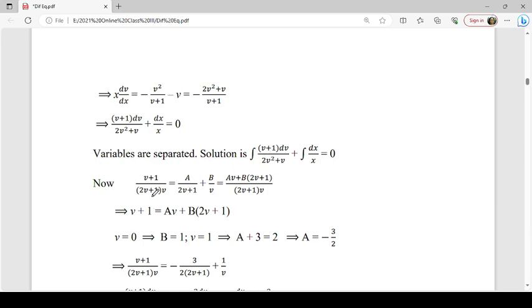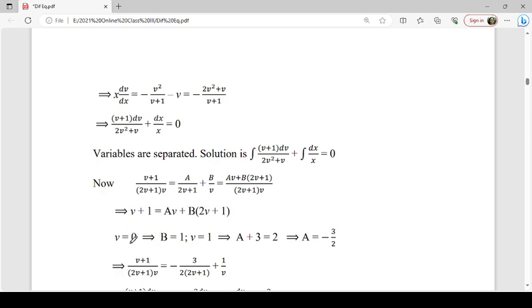So (v plus 1) by (2v plus 1) into v: we are factorizing the denominator into first-degree factors, v into (2v plus 1). Then if we write this as a by (2v plus 1) plus b by v, after simplification the numerator is a into v plus b into (2v plus 1). Now the denominator is the same, so we write v plus 1 equal to a v plus b into (2v plus 1), and from this we find a and b.